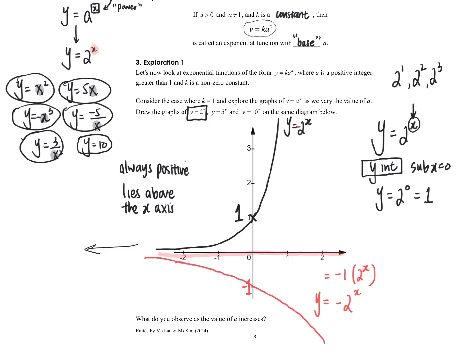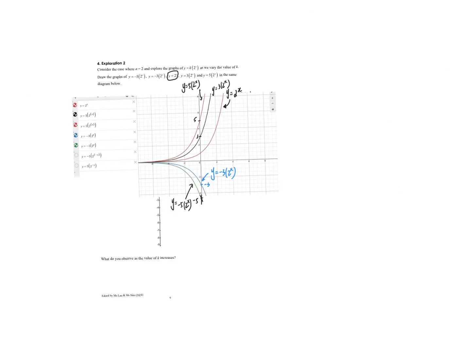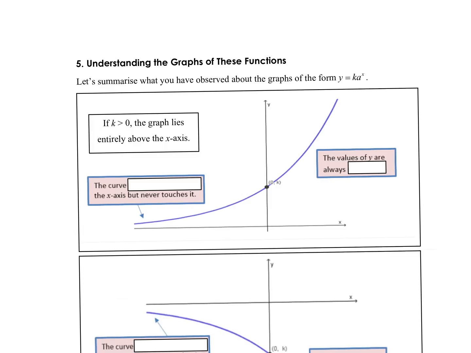Will it shoot back up? Yes. I meant the negative bracket and then 2. Okay, I'm going to show you how the graph will change. One thing that they mentioned is that the curve approaches the x-axis, but never touches it. The values of y are always positive. So your entire graph is always above the x-axis.